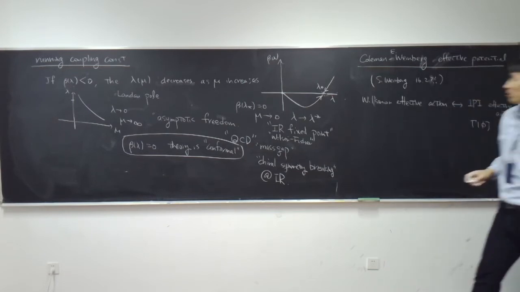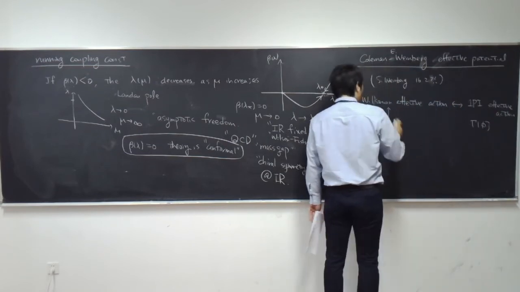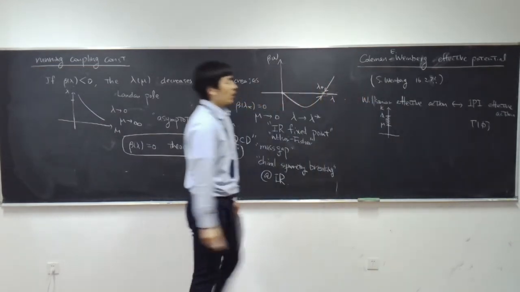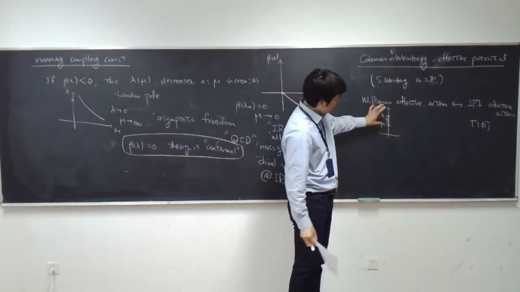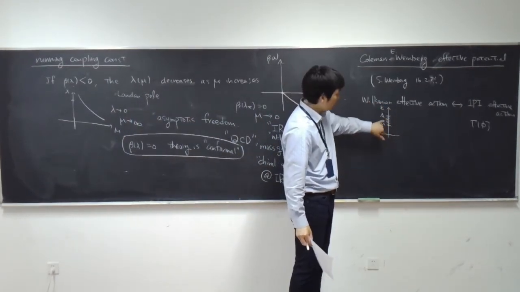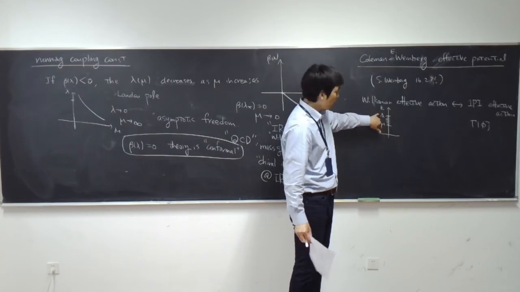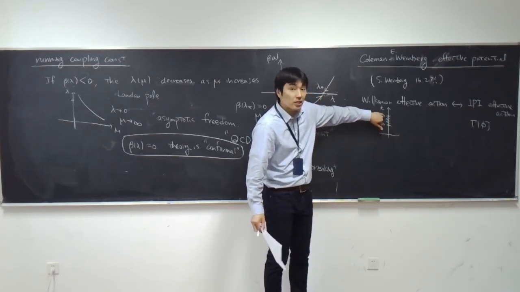With the Wilsonian effective action, we just integrate out all the momenta k whose region is in between mu and lambda. So the quantum effect is really taken care of only in this region.